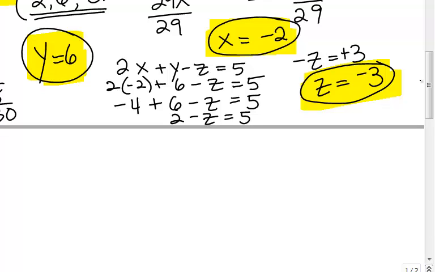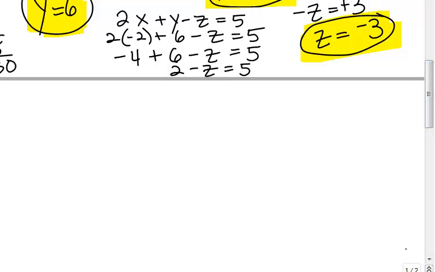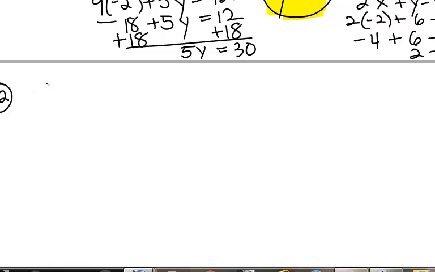Okay, now, same idea, solve algebraically. We're going to do the same equations, but this time substitution. So, same problem, different method. So, solve by substitution.